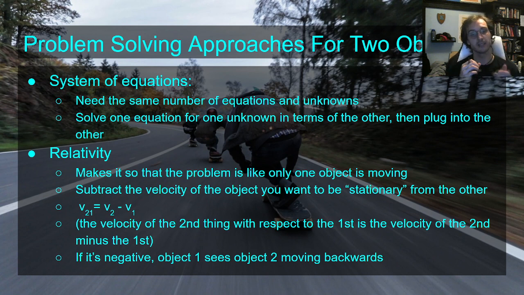v21 means the velocity of the second thing with respect to the first thing, meaning from the first thing's perspective, how does it look like the second thing is moving, is going to be the velocity of the second one minus the first. If it's negative, what that means is that the first object is seeing the second object move backwards, meaning that they're getting progressively closer together, basically.